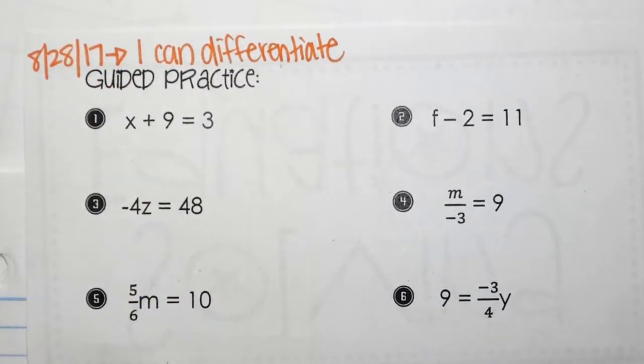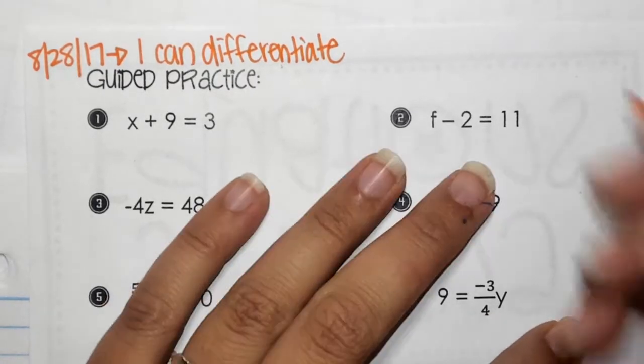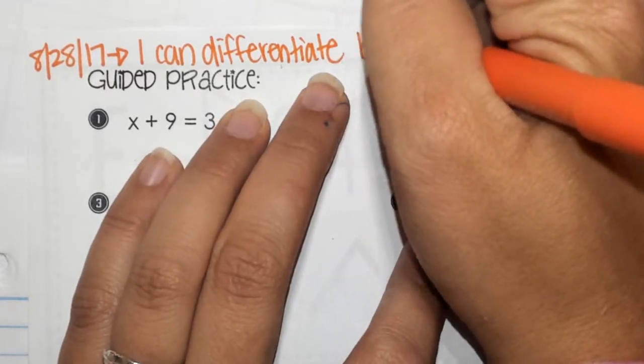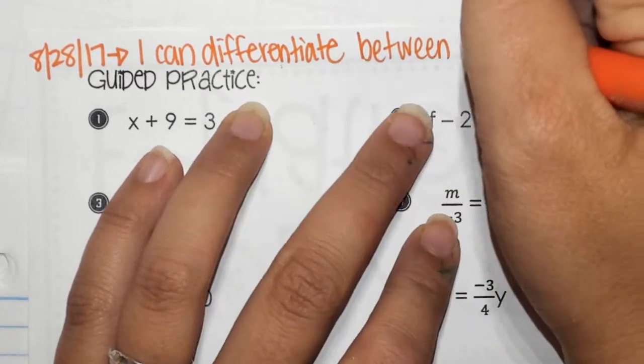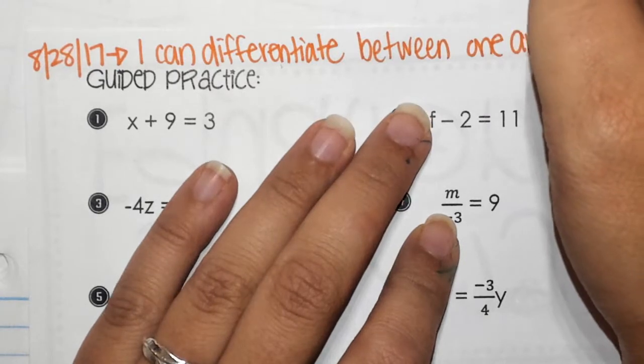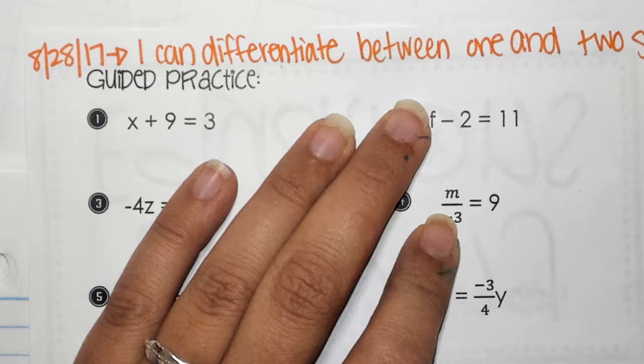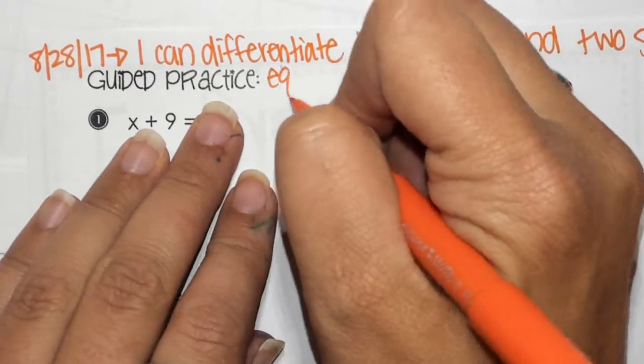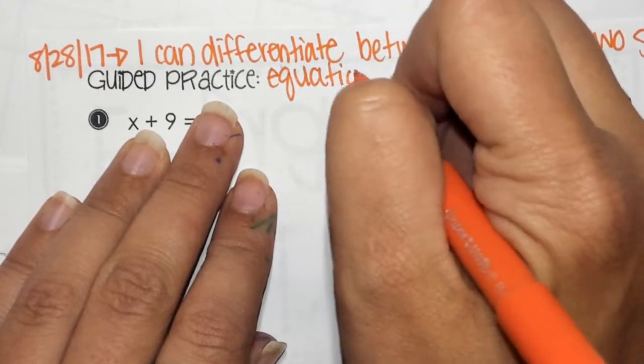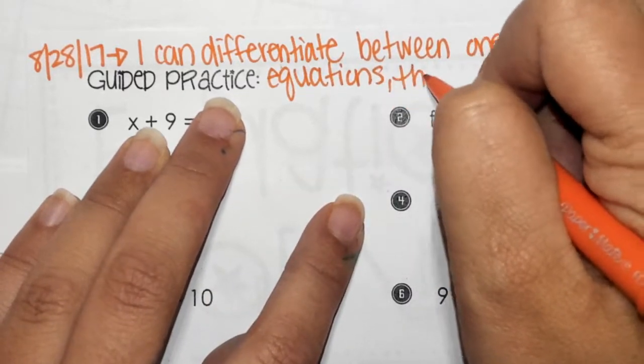I want you to be able to spell. We are in high school. You have to be able to spell. Does everybody understand? Are you having a fit? Between 1 and 2 step equations, then solve.